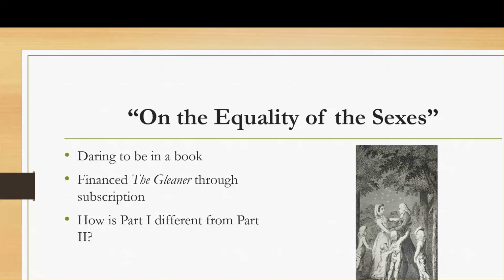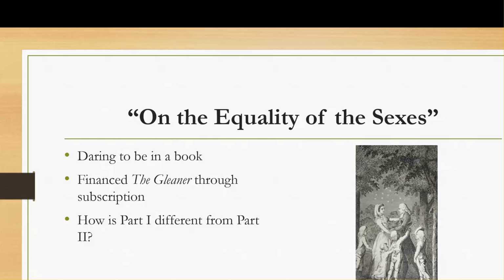Her most famous piece is on the equality of the sexes. It's very daring for her to pull this into a book. She took from the magazine publication she had, published them in a book, called it The Gleaner, and she was able to finance that through subscriptions. So people would pay to get The Gleaner. They'd pay in installments to get the book. So the question for this is, how is part 1 different from part 2? In 1790, there were very few original American books. So for Murray, putting her work together from the magazine publications into a book was daring.